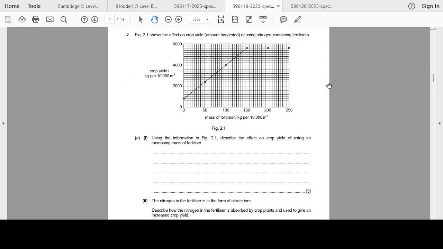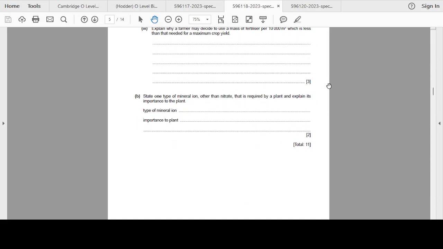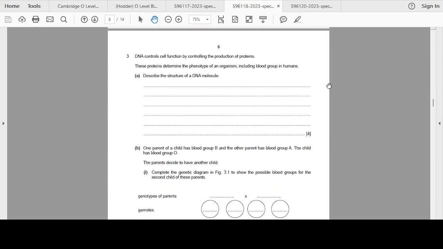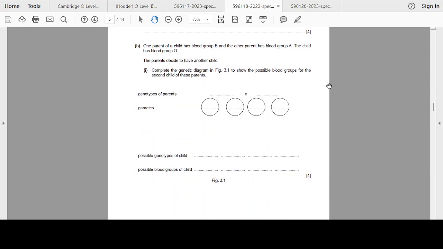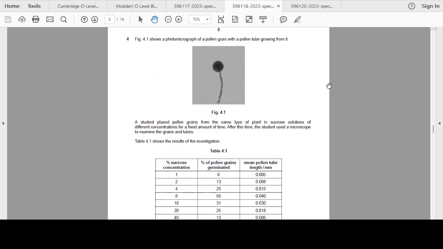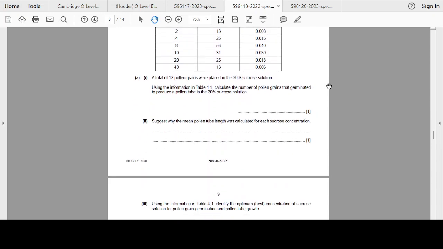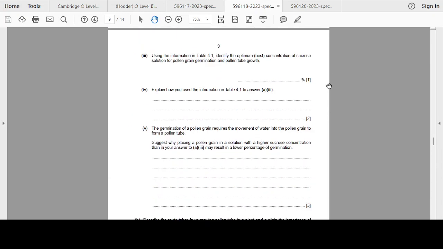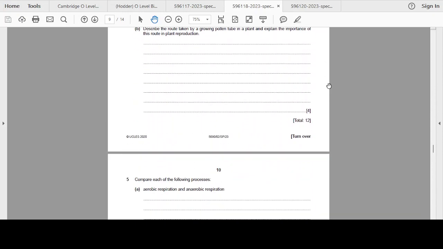Here's a graph, so you'll have to explain the trend. You'll have to read from the graph probably, right? And explain. So talking about fertilizers and plant crop growth or something. More fill in the blanks. This is for genetic diagrams and Punnett squares and all that. So a photomicrograph of a pollen grain with a pollen tube growing from it. Okay. Some information and then some calculations perhaps, some details you're trying to figure out based on the information that they've given. So lots of parts.